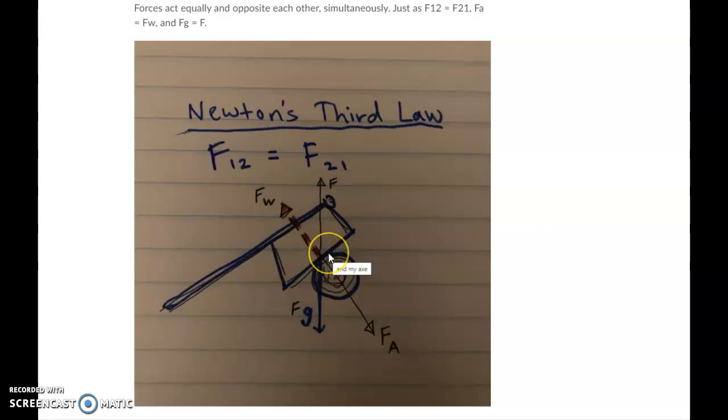What F of 2 on 1 and F of 1 on 2 are, where we're interested in them being truly equal and opposite, is right at the initial point of impact of the axe blade with the wood. At that initial point, the force of the wood acting on the axe blade is the same as the axe blade acting on the wood.